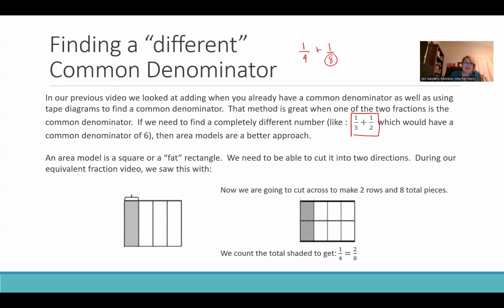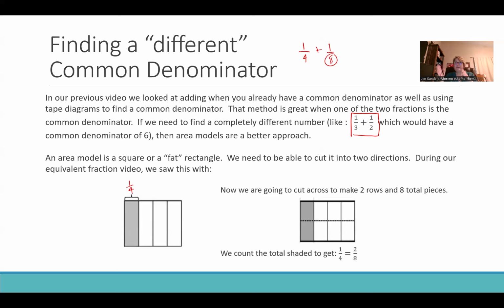How it works is that an area model is a square, or what I kind of like to call a fat rectangle. It needs to be wide enough so that you can slice it in two directions. So I need to be able to slice it vertically and horizontally. Typically our first cut is up and down. So you can see from this lovely area model, we've sliced it into 4 and shaded 1 out of the 4.